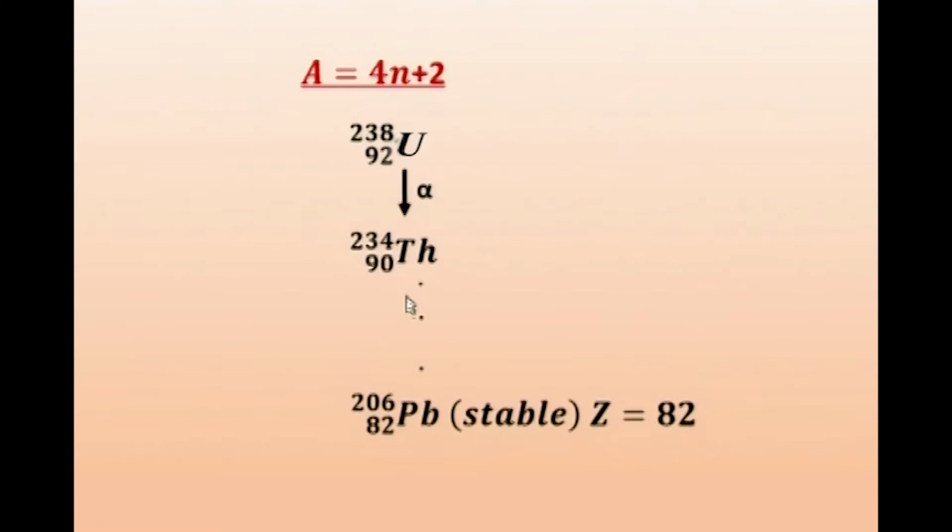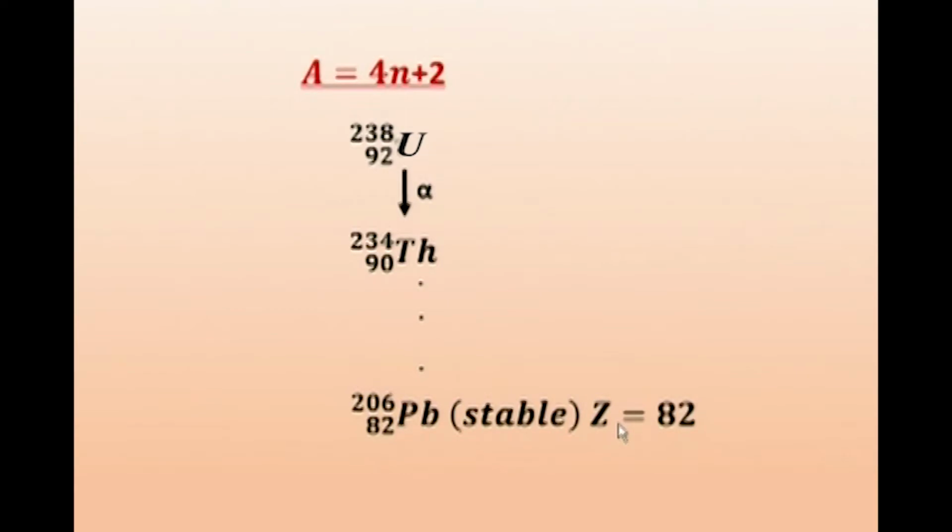So, this goes on till we get the last one, lead, Pb 82-206. Here again 206, if you divide by 4, I will be getting remainder 2. So, it falls under the 4n plus 2 series, and this is very stable. Here Z equal to 82. Whenever Z equal to 82, that particular element, namely lead, is a stable element. The lead is very stable, that is why we use lead in a nuclear reactor for shielding the radiation.